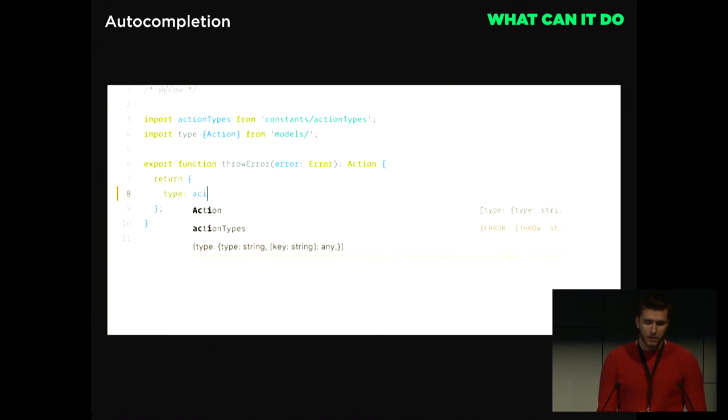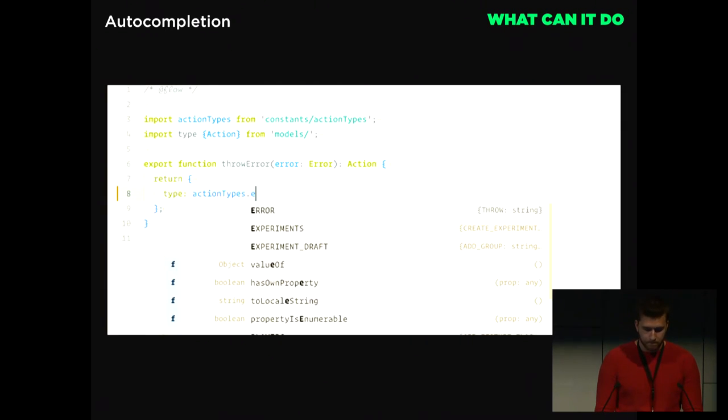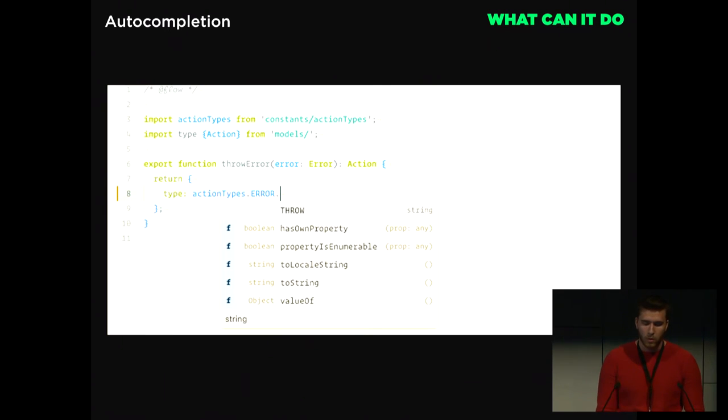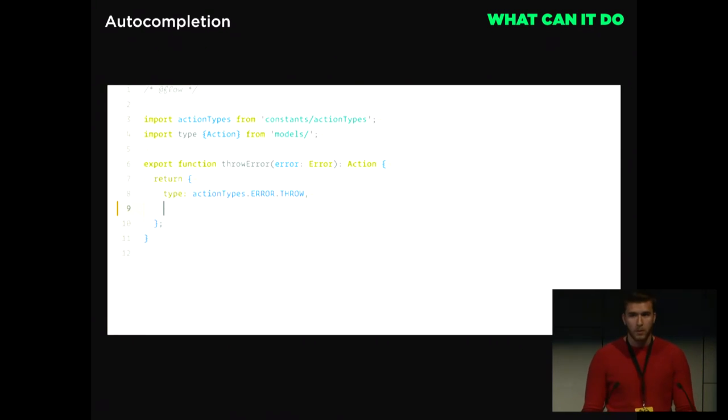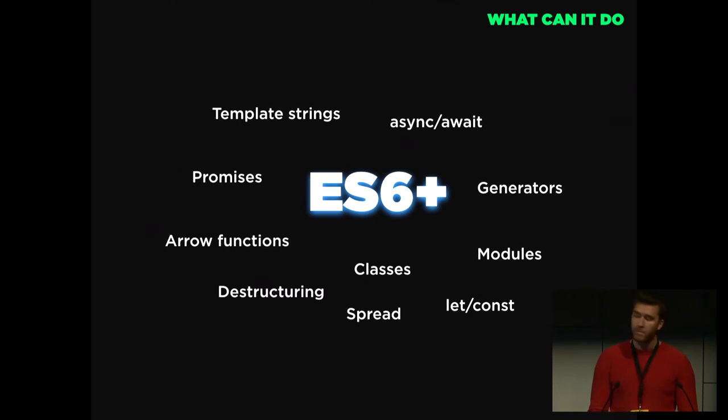Once we start typing the action types, we can see that we get autocompletion for all of the properties. And here I try to access the error and throw, and I can see that they are strings. And this autocompletion applies to all JavaScript native objects and all imports of libraries that you have definitions for. Flow has great support for a lot of new JavaScript features, and it ships with support for native node libraries and native JavaScript objects.